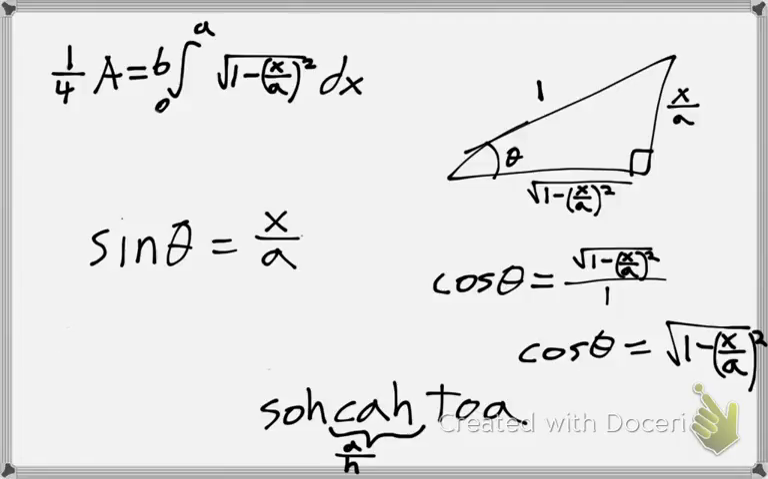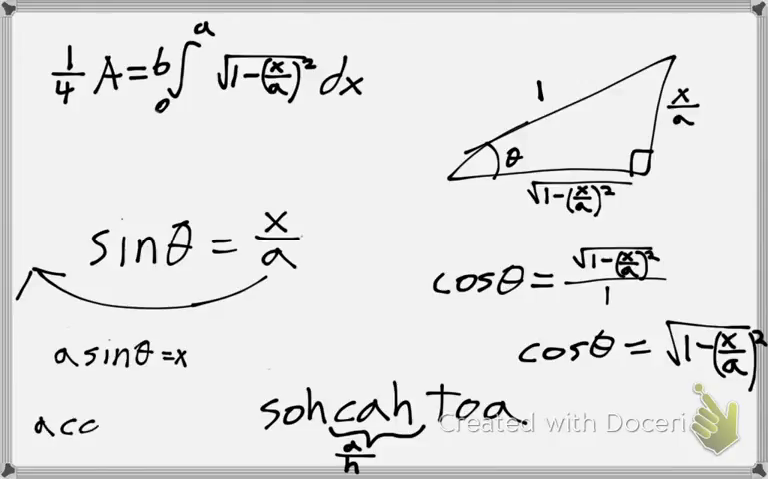I skipped a step. We actually have to move this a over to the other side. So it's a sine theta is equal to x. And so now we'll take the derivative of that. And so we'll have a cosine theta d theta is equal to dx.